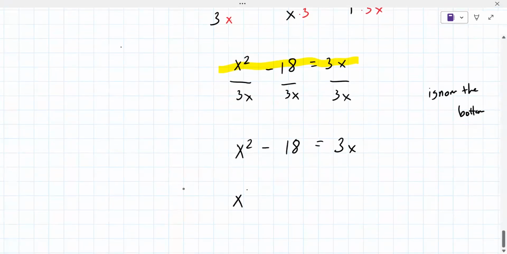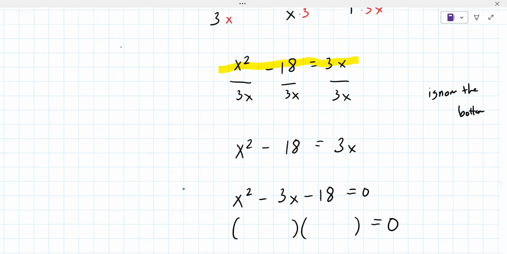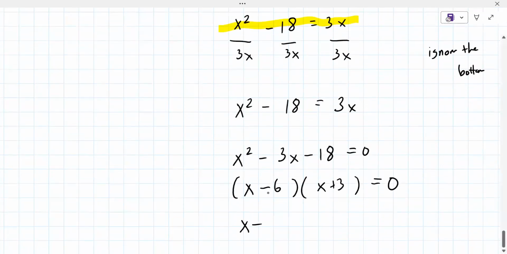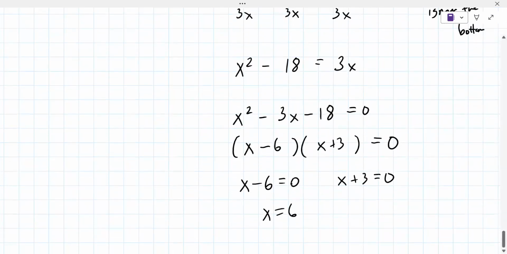And you get x squared minus 3x minus 18 equals 0, like that. And then you factor, you get x minus 6, x plus 3. You set those both equal to 0. And then you solve for x. You get x equals 6 and x equals minus 3.